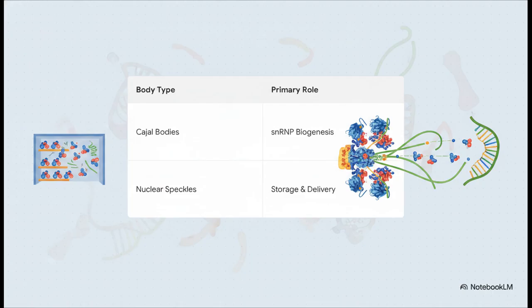Nuclear speckles, on the other hand, are like the distribution warehouses. Located right next to actively transcribed genes, they act as storage and delivery sites, constantly supplying those splicing factors manufactured in the Cajal bodies to the genes that need them. It is a completely synchronized, highly coordinated logistical network.